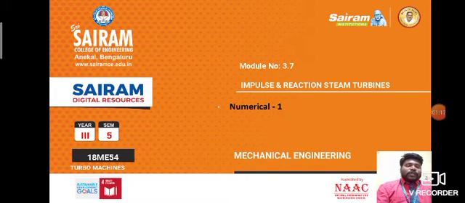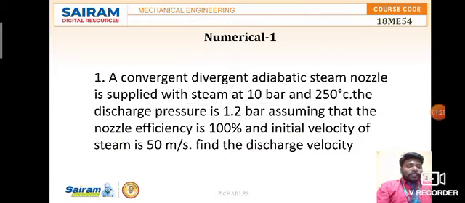Now we have come to an end, and by solving problems we will understand even better. So we'll move on to the first problem in impulse and reaction steam turbines. This is the problem: a convergent divergent adiabatic steam nozzle is supplied with steam at 10 bar and 250 degrees Celsius. The discharge pressure is 1.2 bar. Assuming that the nozzle efficiency is 100% and the initial velocity of steam is 50 meters per second, find the discharge velocity.